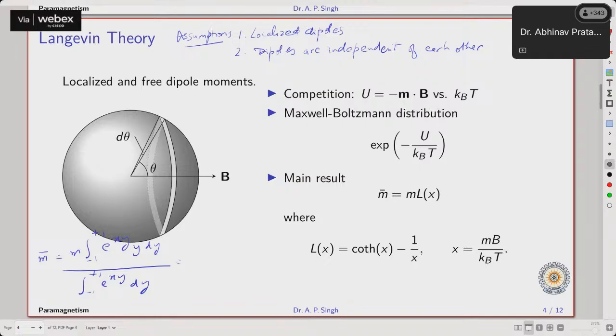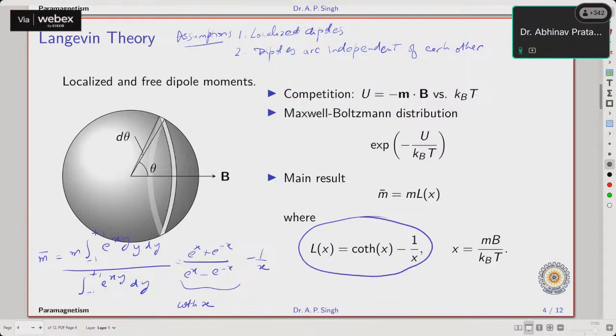e to the power x plus e to the power minus x over e to the power x minus e to the power minus x, minus 1 over x. Okay, and this is the coth hyperbolic x function. And therefore the final result that you get is this one. So the final result is written over here.